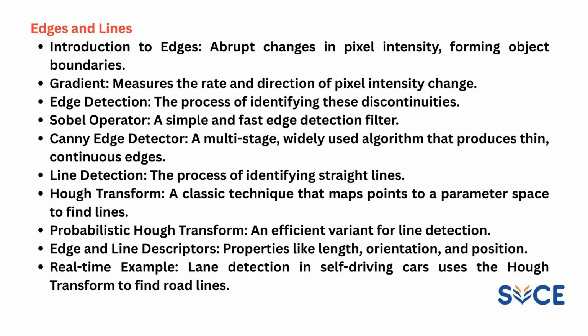It uses the Hough transform to instantly find the white or yellow lines on the road and uses the information to stay in the lane. This is a perfect real-time example of how simple algorithms enable a complex task. The properties of these edges and lines, like their length and orientation, can also be stored as descriptors for more advanced tasks like object recognition and robotics.